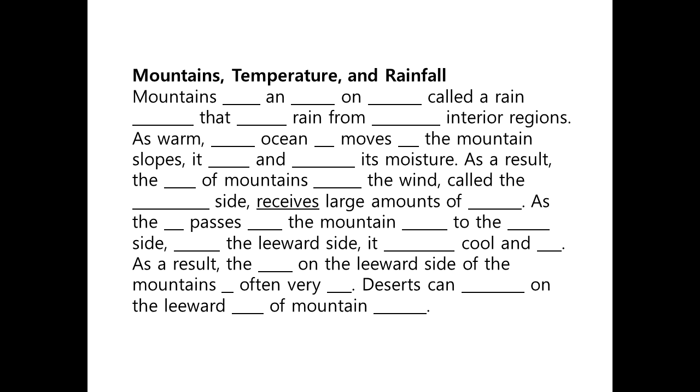Mountains have an effect on rainfall called a rain shadow that blocks rain from reaching interior regions. As warm, moist ocean air moves up the mountain slopes, it cools and releases its moisture. As a result, the side of mountains facing the wind, called the windward side, receives large amounts of rainfall. As the air passes over the mountain peaks to the other side, called the leeward side, it becomes cool and dry. As a result, the land on the leeward side of the mountains is often very dry. Deserts can develop on the leeward side of mountain ranges.